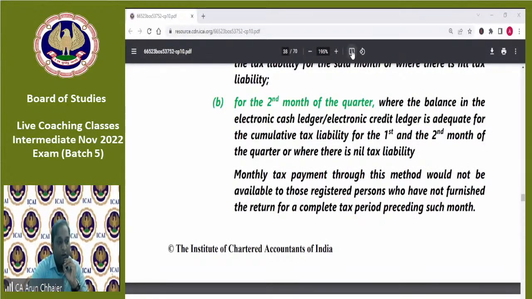Pooja, if we have paid more than the actual liability, no problem. It will be available in the cash ledger. You can use it for the tax liability while filing the GSTR 3B. There is no problem. After the end of the quarter, if you would like to go for a refund, you can, or you can use it for the future tax liability as well.